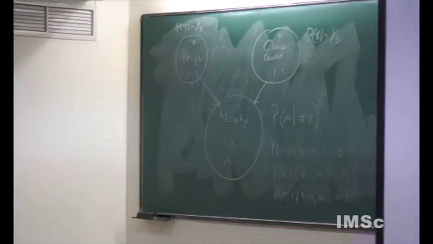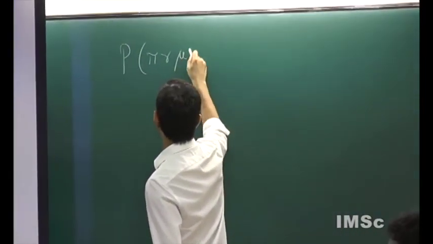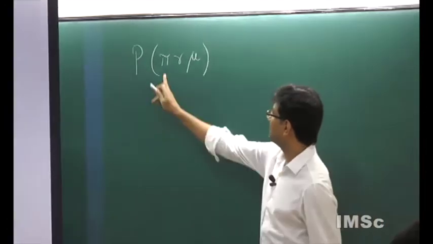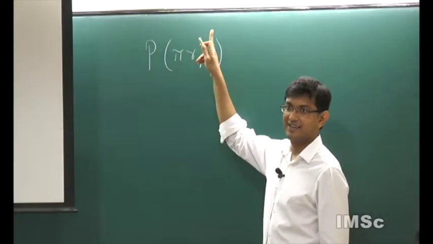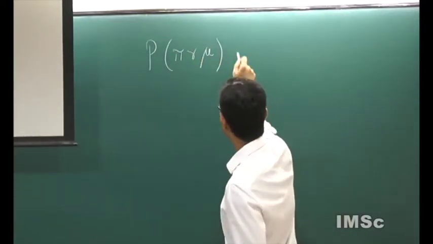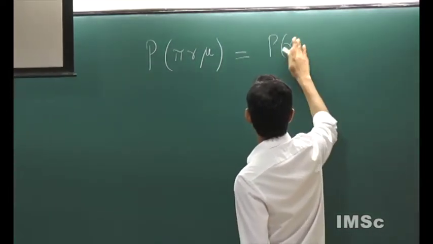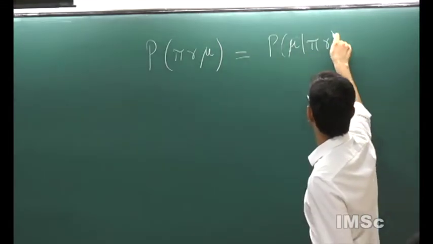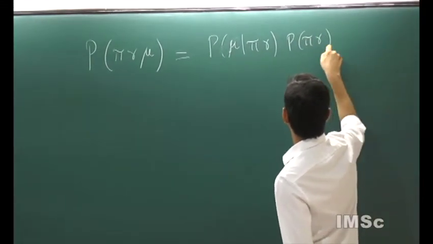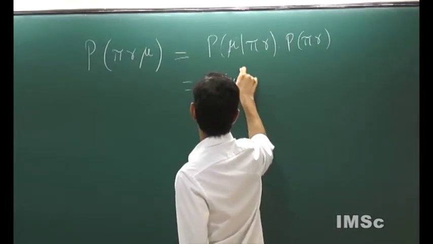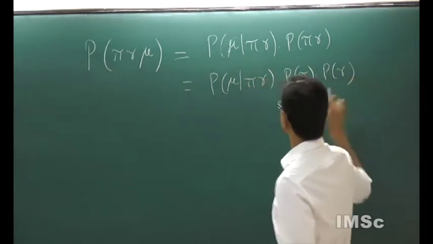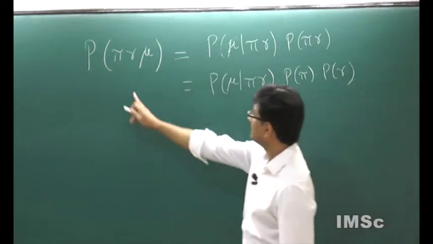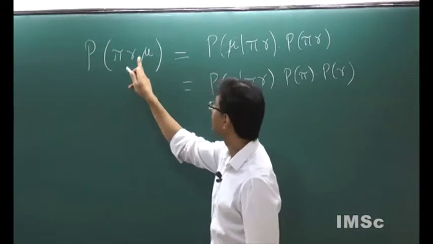Okay. So then, what is this probability? Probability of pi, gamma, mu. What does this mean? This is the probability that the prize is in a particular glass, the guest has chosen a particular glass, and Monty has chosen a particular glass, right? Now by the product rule of probability, this is P of... What does this mean? This is the joint probability of all these three things happening together.